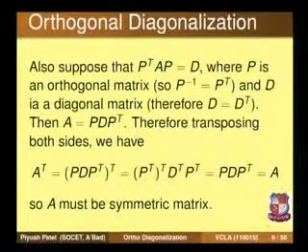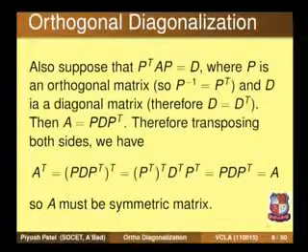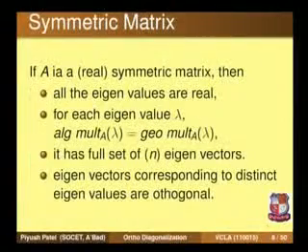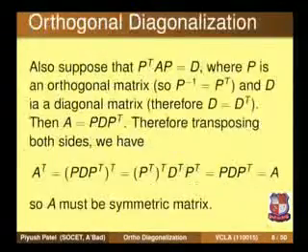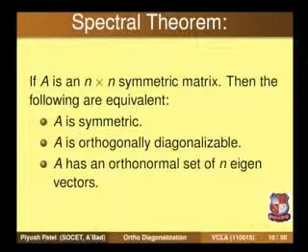So what does this discussion say? It says that orthogonal diagonalization is possible only for symmetric matrices, and if the matrix is symmetric, then by the earlier results we have a full set of eigenvectors, so that we can get orthonormal eigenvectors, form the matrix, and carry out the diagonalization orthogonally. So we have this important result, called the spectral theorem for symmetric matrices.